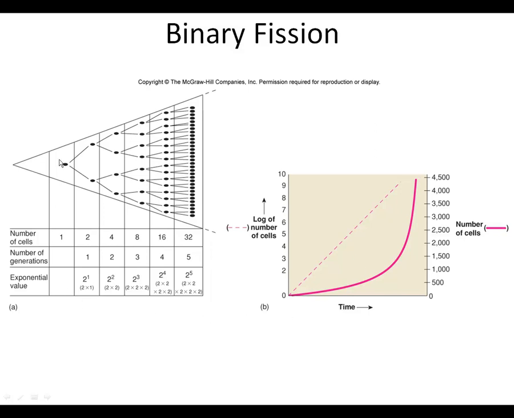Here is how you go through binary fission. We've got number of cells. This is going to be generation 0. Then we have the number of generations, and we're going to end up with 2, then 4, then 8, then 16, 32, and so on. And you can see how that would work.